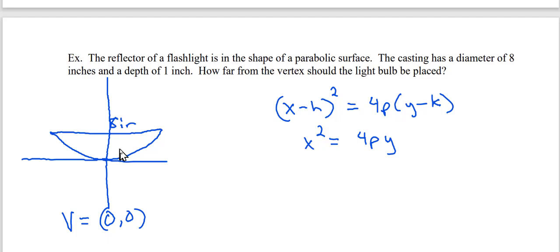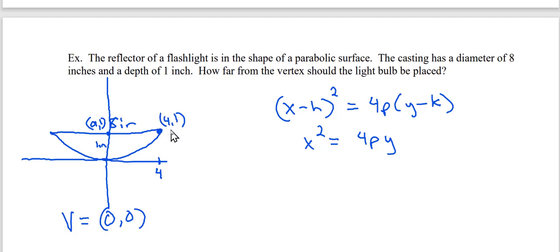This point, this is 1 inch depth, right? This ordered pair would be 0, 1. This ordered pair right here, if this is 8 inches wide, it's 4 inches from the center out, right? So the ordered pair at this point would be 4, 1.